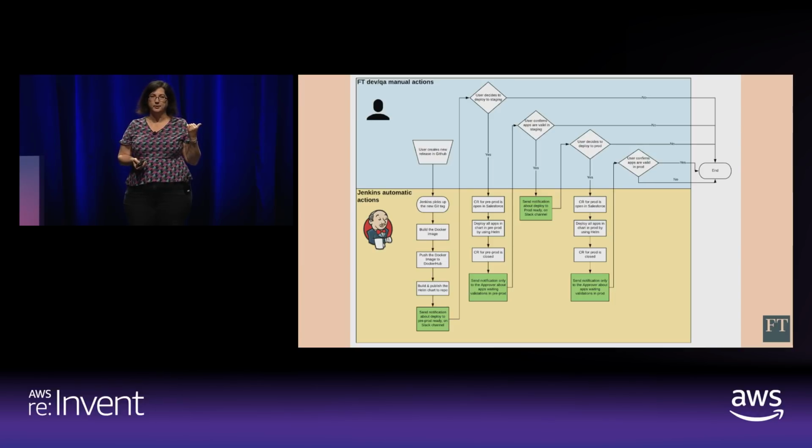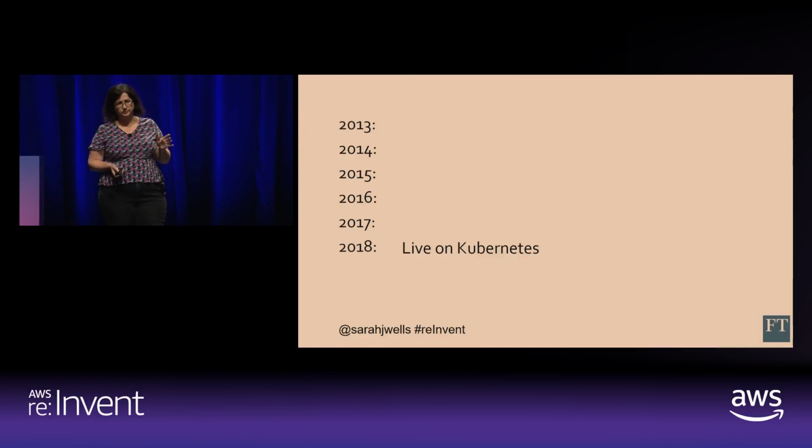But it's still a very simple deployment mechanism. Everything on the yellow background is automatic. So basically, there's not much that we have to do. We're just doing testing, verification, then saying, yep, good to go. So by February this year, we were live on Kubernetes.